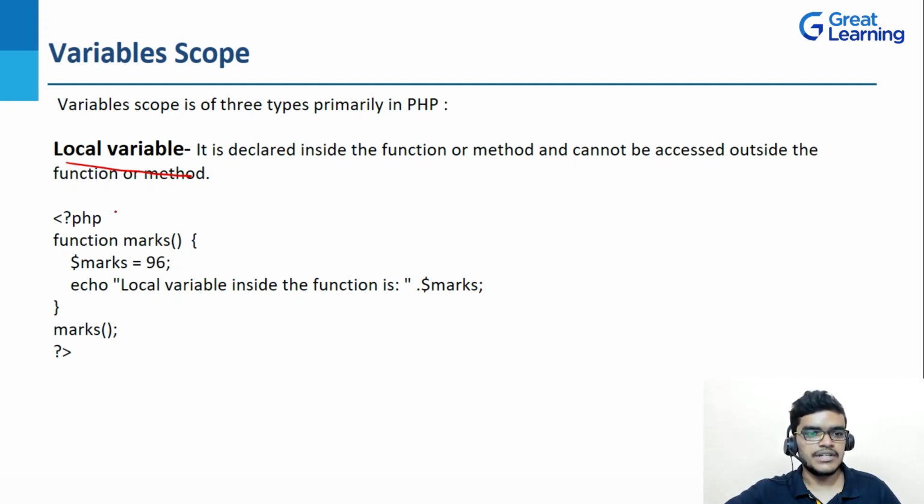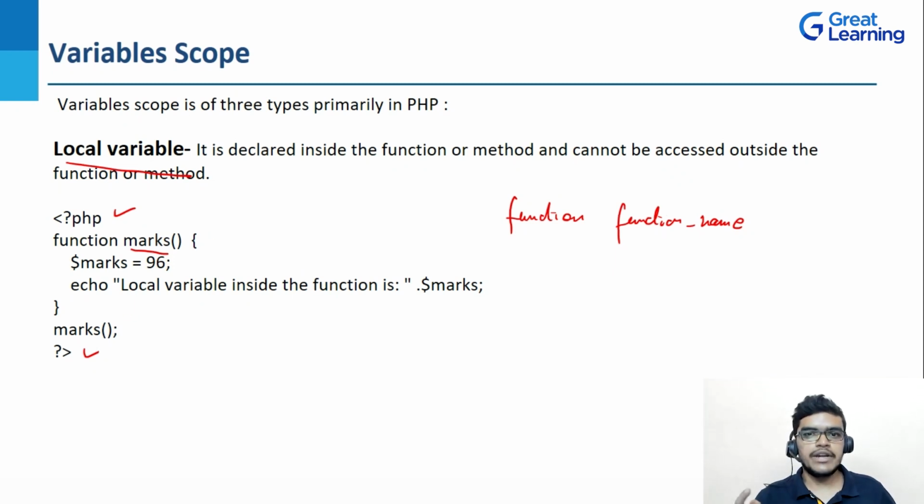So this is a simple syntax of PHP. If you want to create a function in PHP, you can create it by writing function and then the function name. So here I am creating my function, so I have written function, and here I have given the function name marks. Inside this function I have created my local variable and assigned an integer value to it, 96.